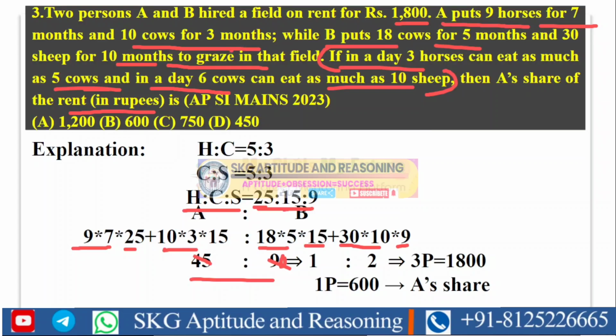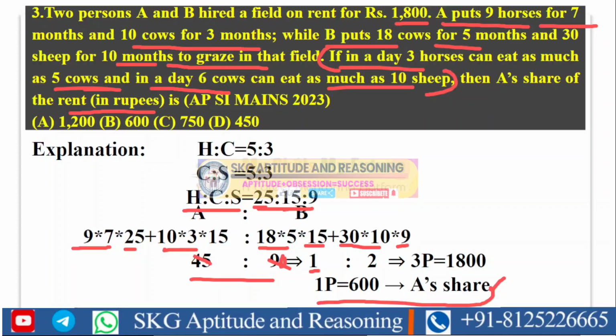Why? Because both A and B hired a field for rupees 1800. So 3 parts will be equal to 1800. And what he asked in the question is to find the share of A in the rent. So A has to pay one part of the amount. This means one part will be equal to 600. So A has to pay an amount of rupees 600 out of the total amount of 1800.